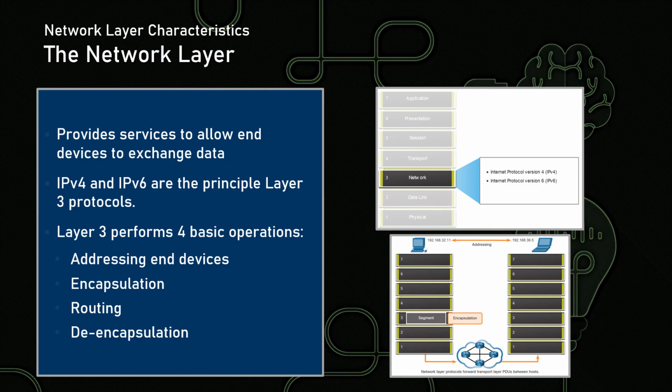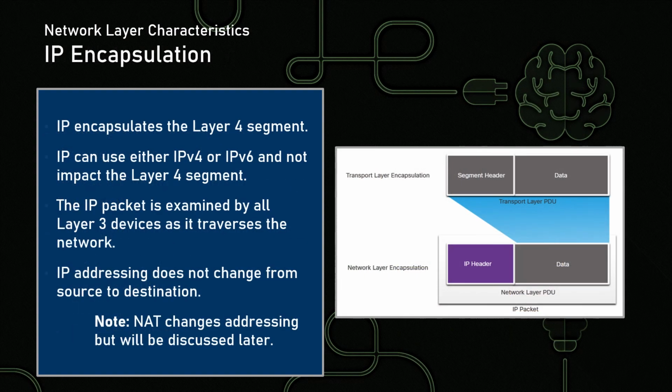The network layer provides services to allow end devices to exchange data. IPv4 and IPv6 are our principal Layer 3 protocols. Layer 3 handles four basic operations: end device addressing, encapsulation, de-encapsulation, and routing. So encapsulation and de-encapsulation are the same process, they're just performed in reverse order. Encapsulation is the process of adding headers, or in the case of Layer 2, a trailer, to a PDU as it traverses the layers in order to add information about how to route or process that particular PDU.